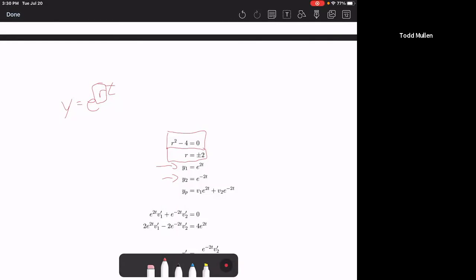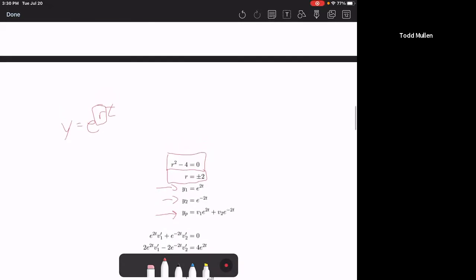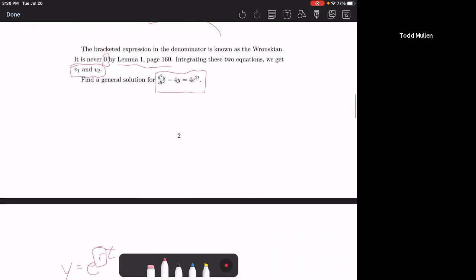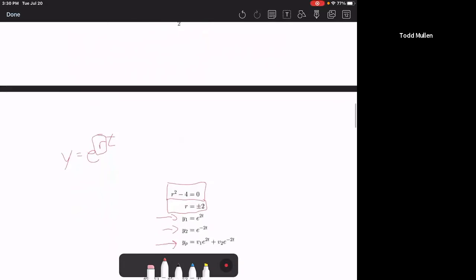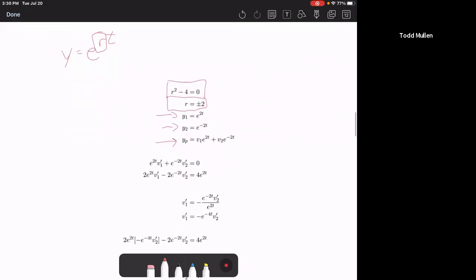But now we want to use our variation of parameters to solve the non-homogeneous version of this equation. And if we scroll back up to what the question was asking, this is non-homogeneous. It's not equal to 0, it's equal to 4e to the 2t. So this is the equation we're working with now.